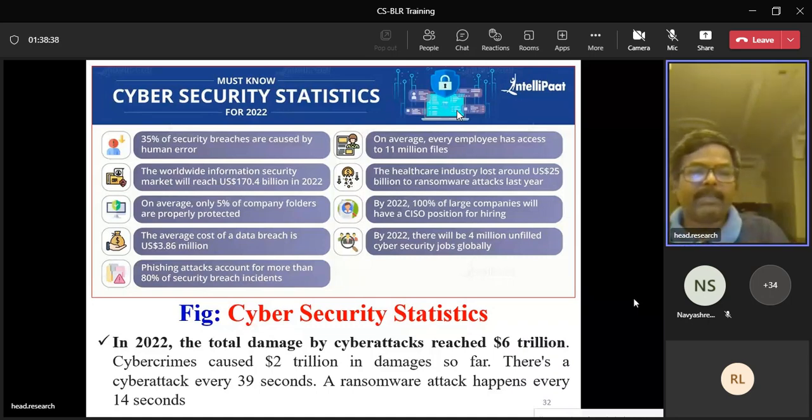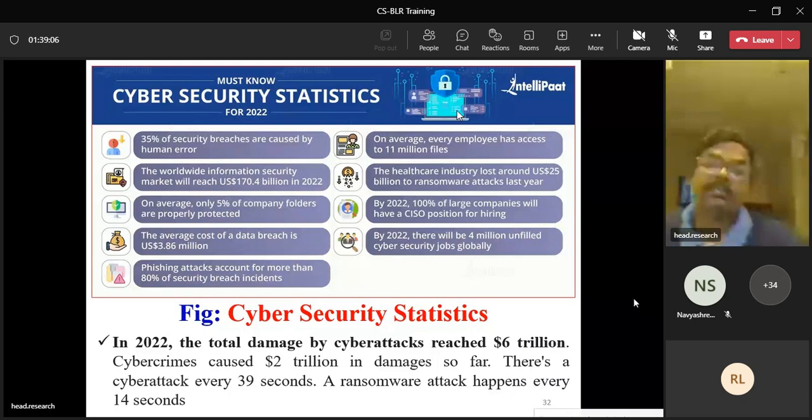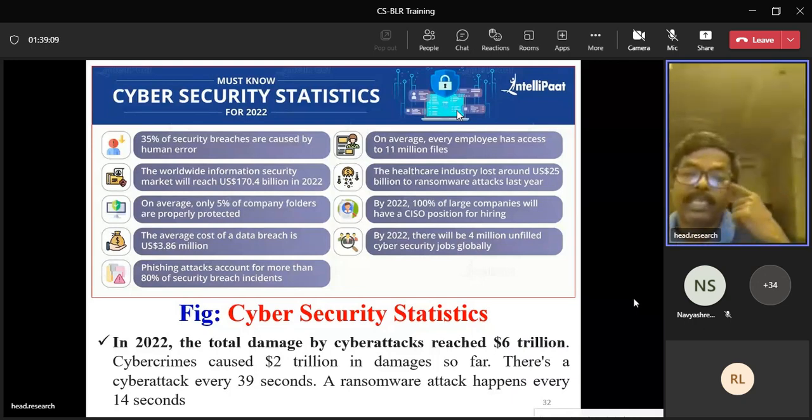For more than 80% of security breach incidents, on average, every employee has access to 11 million files. The healthcare industry lost around $25 billion to ransomware attacks last year. By 2022, 100% of large companies will have a CISO position for hiring. By 2022, there will be 4 million unfilled cyber security jobs globally. In 2022, the total damage by cyber attacks reached $6 trillion.